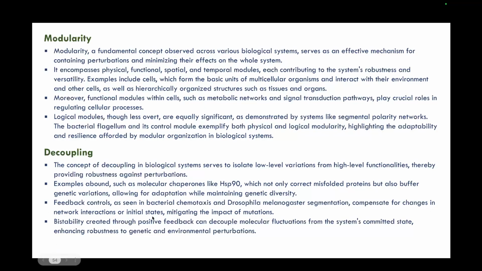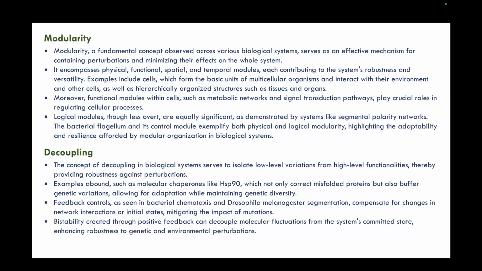Feedback controls, as seen in bacterial chemotaxis and Drosophila, compensate for changes in network interactions on initial states, mitigating the impact of mutations. And the last concept here is modularity. We just discussed modularity a little while back, but in this case, it serves as an effective mechanism for containing perturbations and minimizing their effects on the whole system.